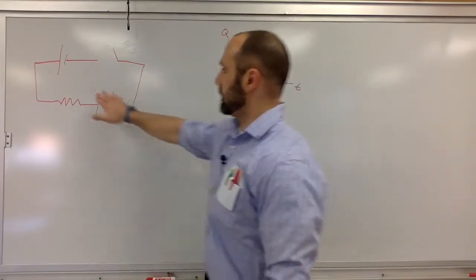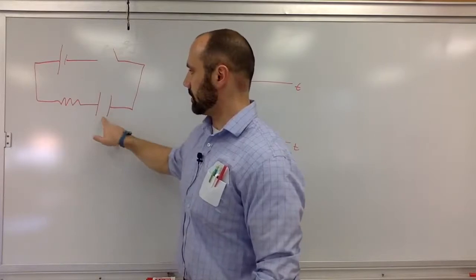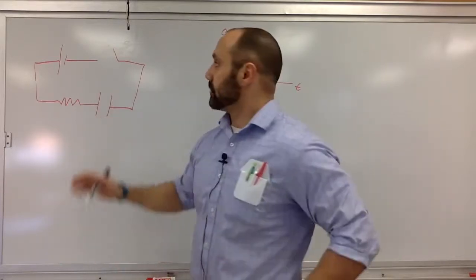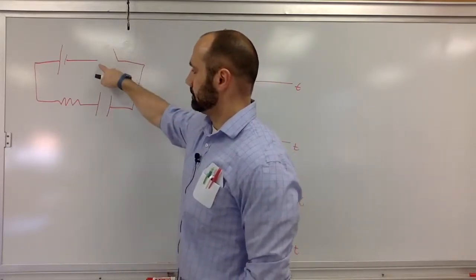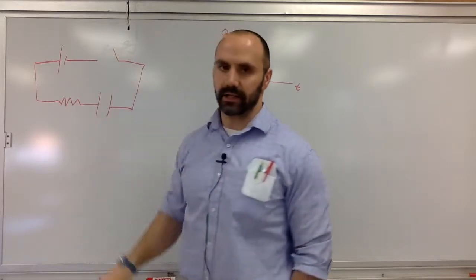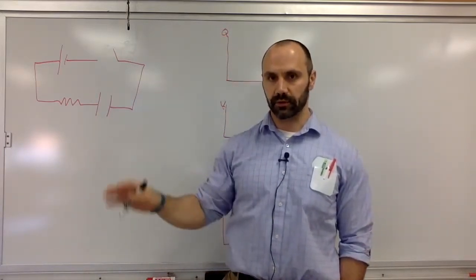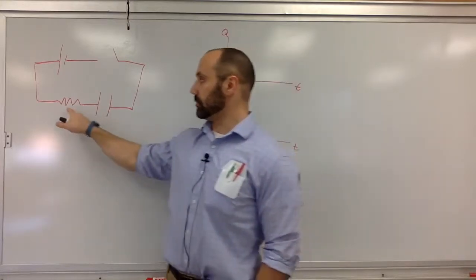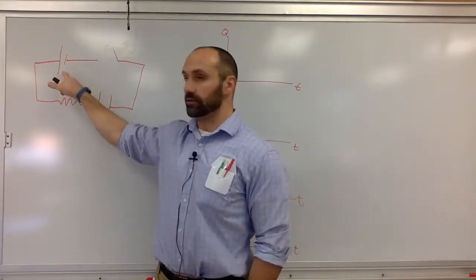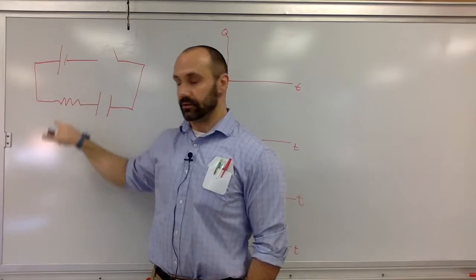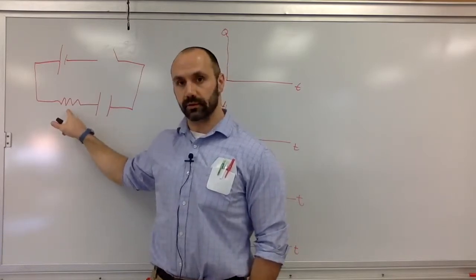So the idea here is we've got a battery, a resistor, and a capacitor in the same circuit. When we first close the switch, the capacitor acts like a wire. Okay, you can ignore the capacitor when you first close the switch. That means the current through here is just going to be the voltage on the battery divided by the resistor.